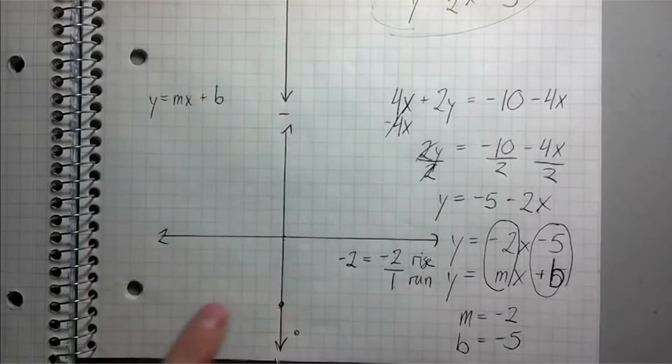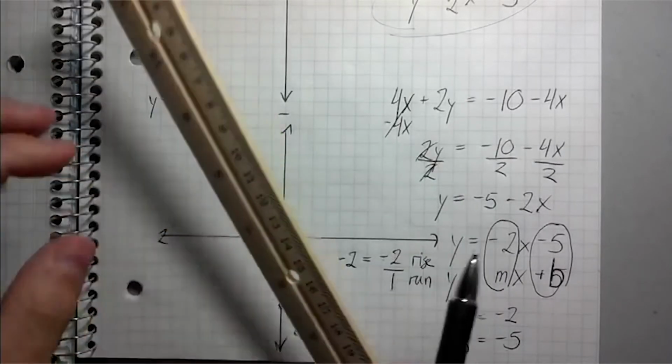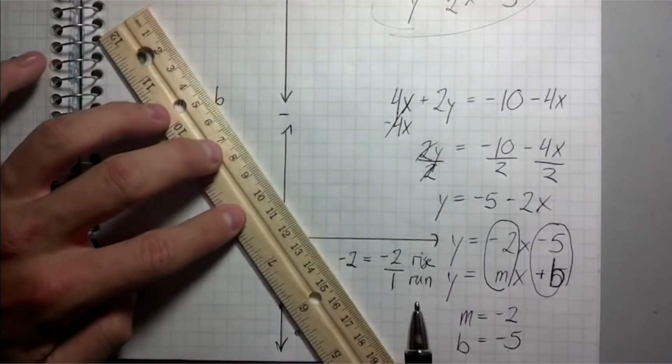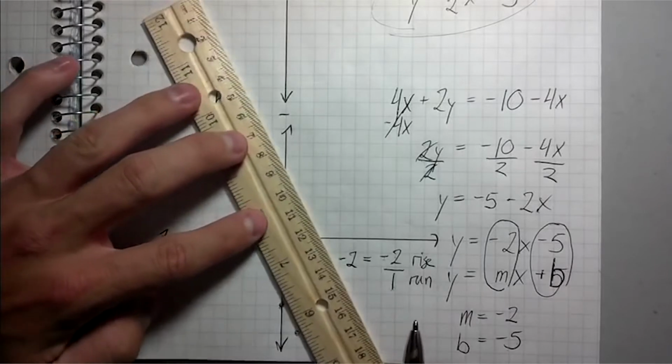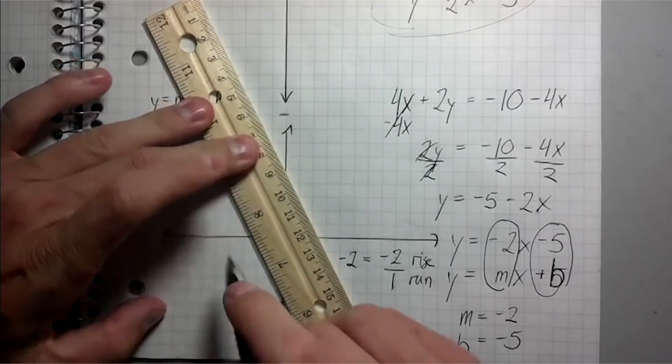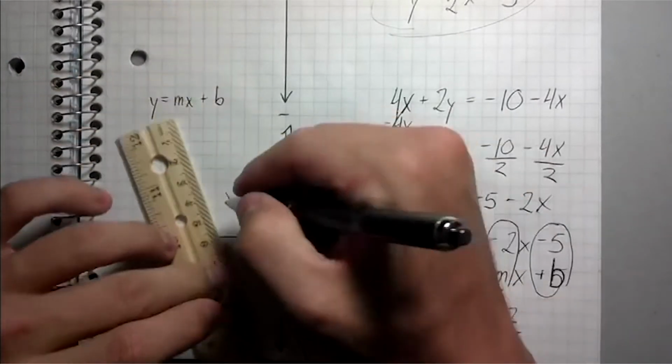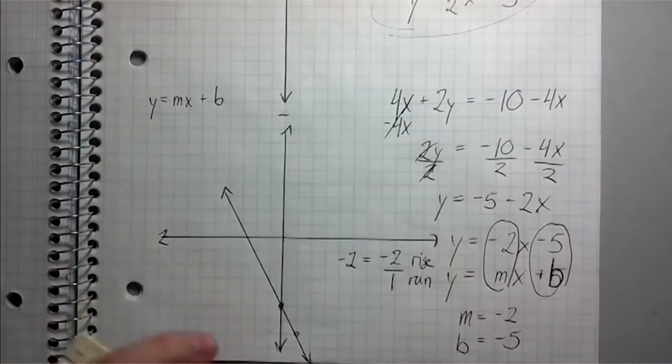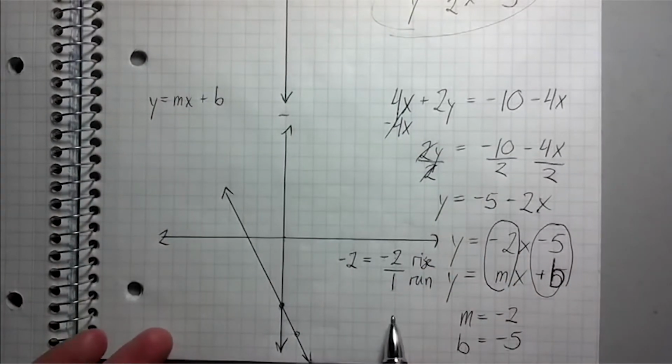So, cool. Now I have 2 dots, and all I do to graph the line is simply draw a line to connect the two. And it's going to look like this. There we go. So that's the graph of this line.